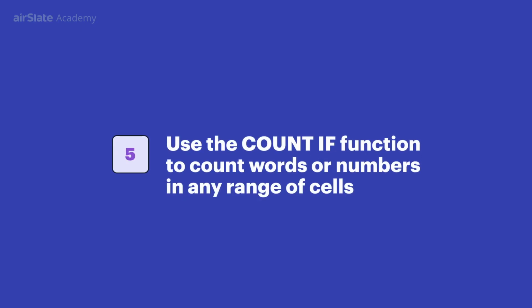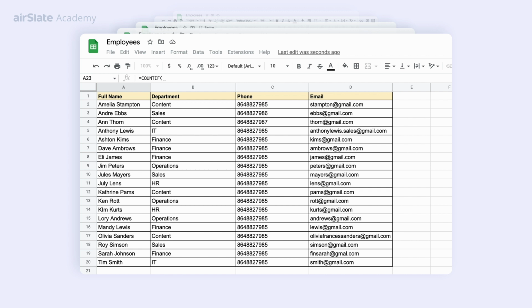Use the COUNTIF function to count words or numbers in any range of cells. Type the function into an empty cell you want the results to be in. Highlight the range you wish to count using Shift and type a comma. Then enter the criteria to be checked in double quotation marks. Then hit Enter. And here's a pro tip.